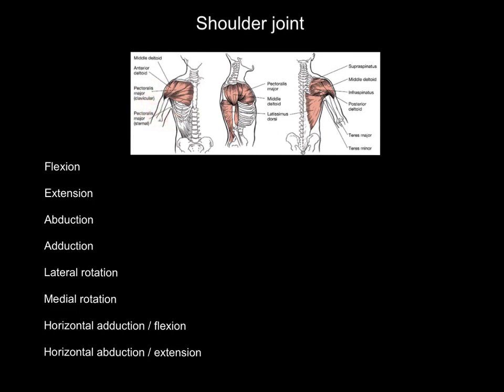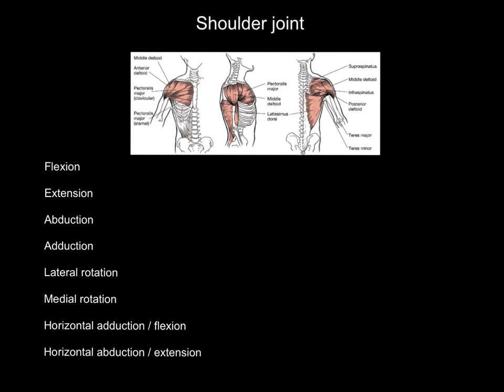These are two that can cause confusion: medial and lateral rotation. Look at this humerus, that bone in the upper arm there. If I was to rotate that arm away from my body, so like twist the arm away from the body, that would be lateral rotation. If I was to rotate the arm so it is pointing towards the middle of my body, that is medial rotation.